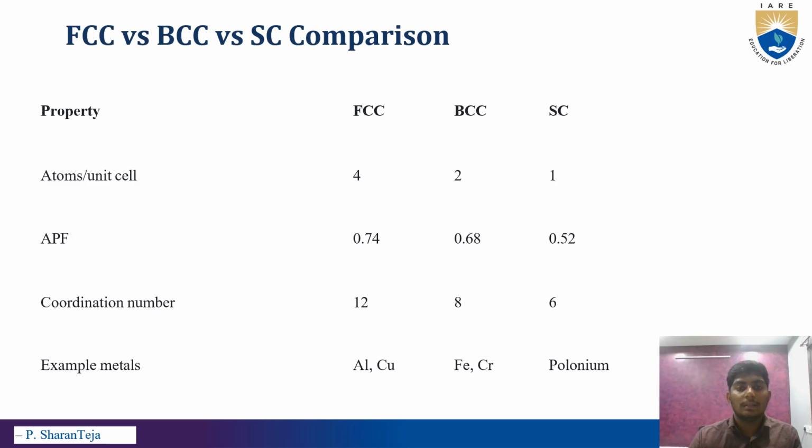FCC metals remain ductile even at low temperatures. In contrast, BCC metals become brittle in cold conditions. FCC metals stay soft and workable. This is why aluminum alloys are used in cryogenic containers and refrigeration systems. Temperature does not reduce slip capability in FCC metals. So that's why FCC is the best for forming and shaping operations.